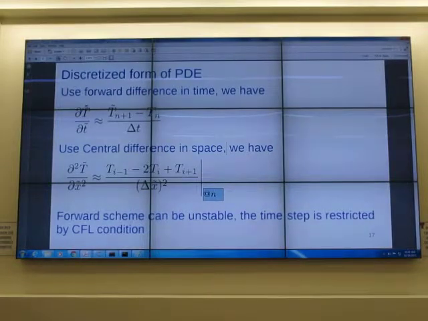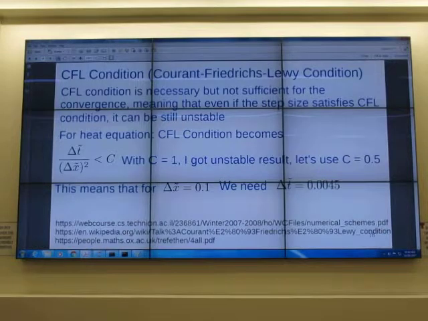Backward scheme, backward in time, is an implicit scheme. It's like backward Euler, which is L-stable, unconditionally stable. Forward scheme is unstable. You cannot jump too quickly in time. The time step is limited by the CFL condition, the Courant-Friedrichs-Lewy condition. Basically, your time step must be small.